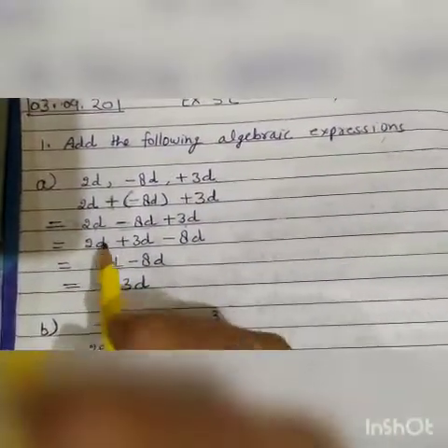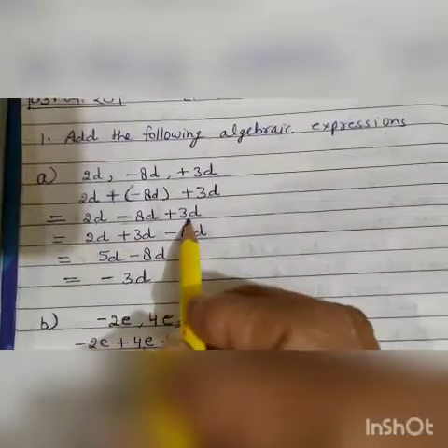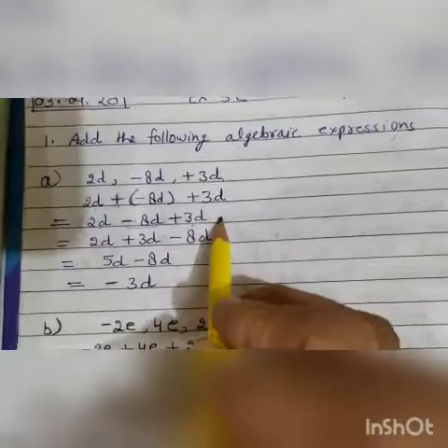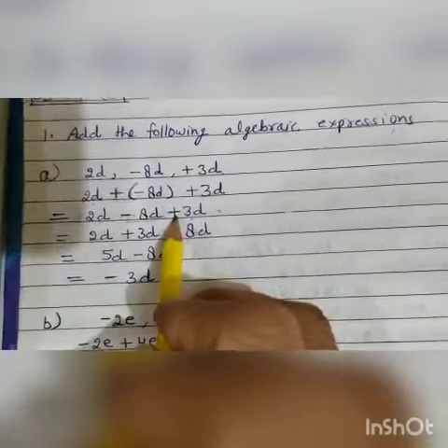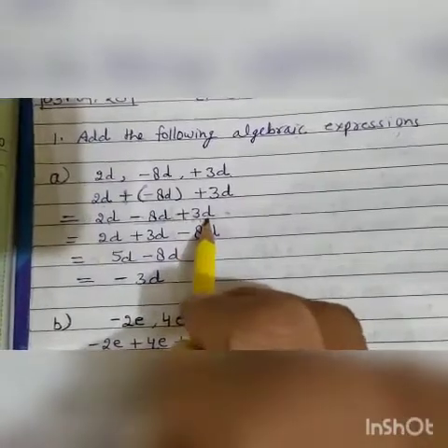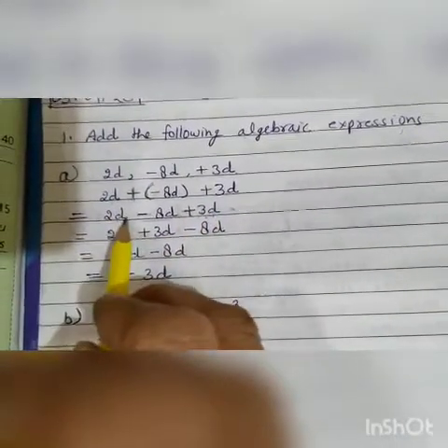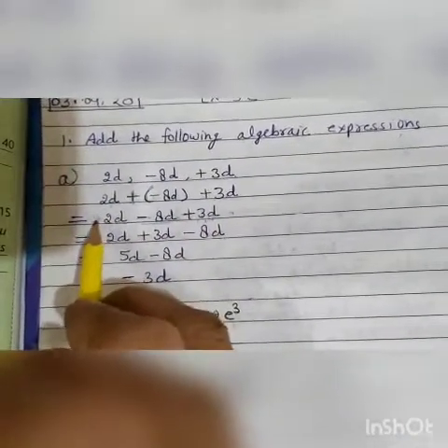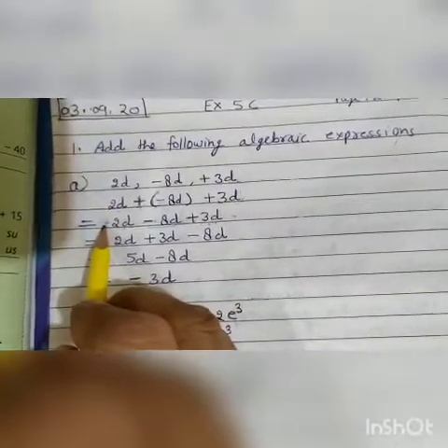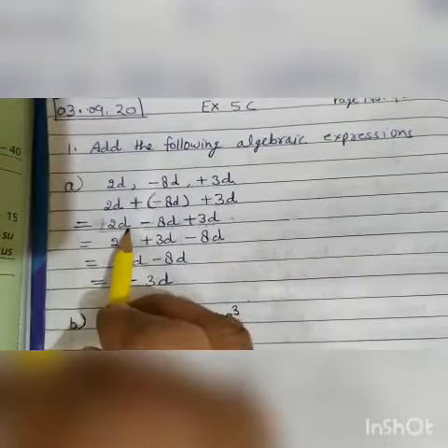Always, what is the sign? If anyone asks you what is the sign of 3d, you will tell always this sign, not after, before. What sign is written before the term? That is the sign of that term. Here before this 2d it will be considered plus. If there is no sign at the start, it will be considered as plus, and this plus will be with 2d.